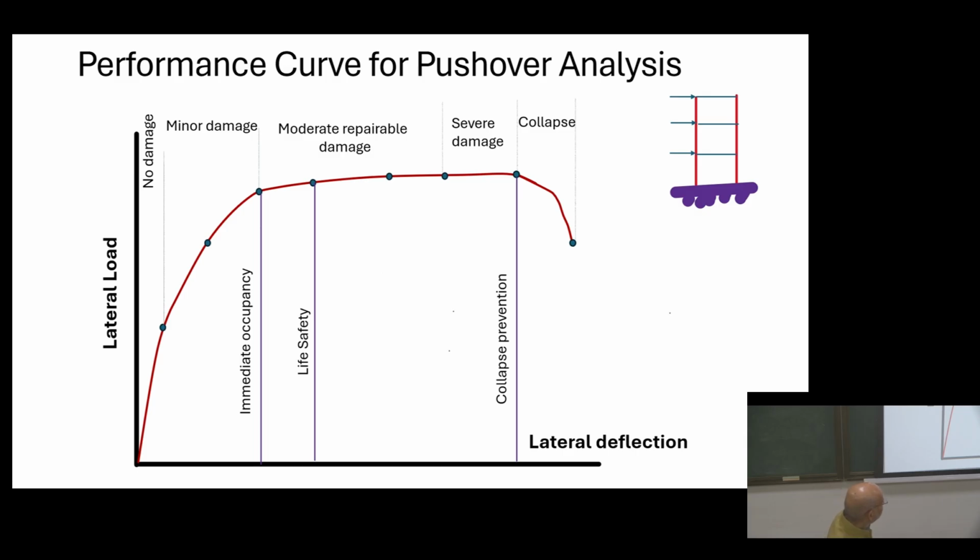The next is, after this, the strength starts reducing slowly, and severe damage occurs. Extensive structural damage takes place. So when you do performance design, what performance level are you going to fix? How much damage in the structure are you allowing, based on the initial design?